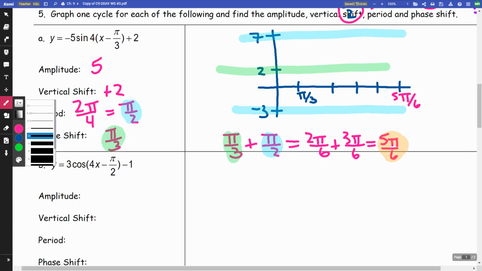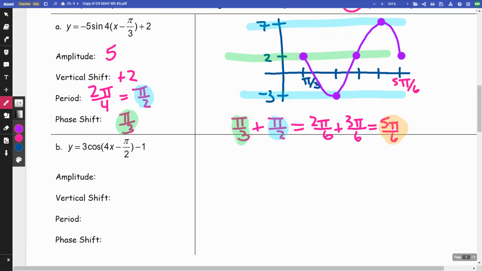And then when I'm doing this graph, since this is sine, it starts at my 0, ends at my 0. Halfway in between is a 0. Because it's negative, I'm going to go down first, then up. And there's my sine.